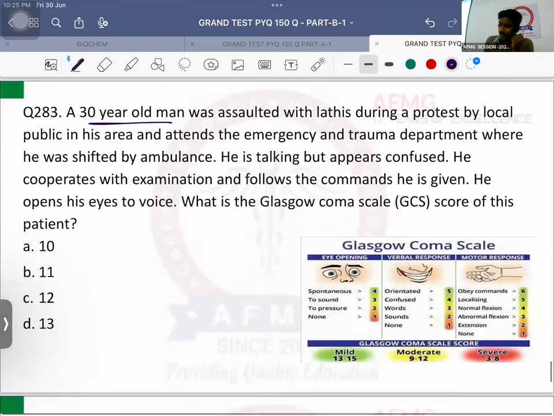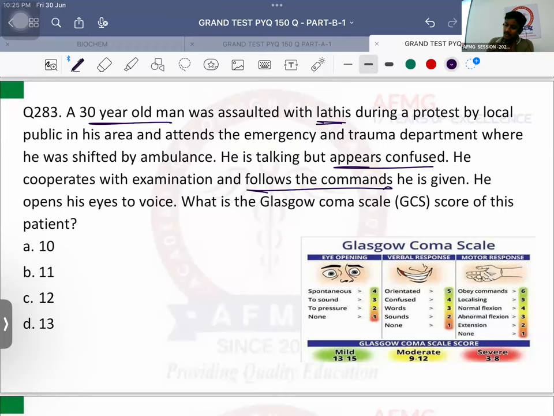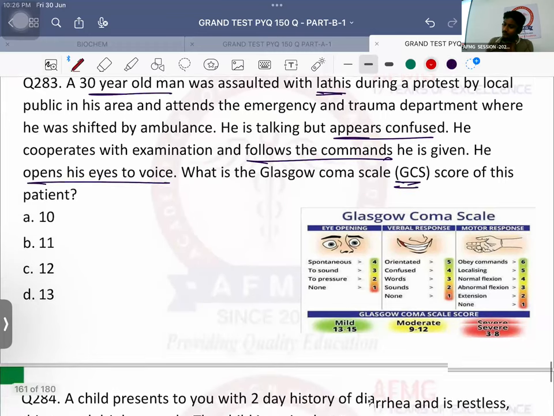A 30-year-old man was assaulted with lathis during a protest by local public in his area and attends the emergency and trauma department where he was shifted by the ambulance. He is talking but appears confused. He cooperates with examination and follows the commands he is given. He opens his eyes to voice. What is the GCS score?